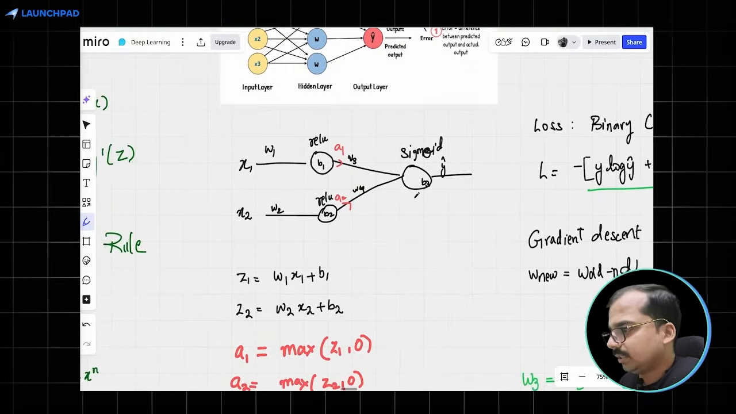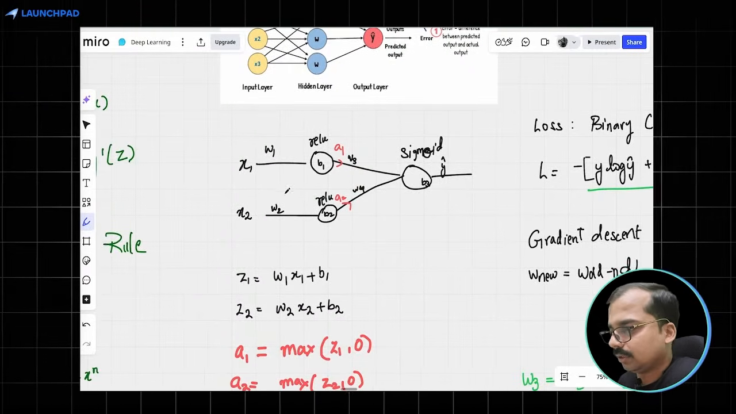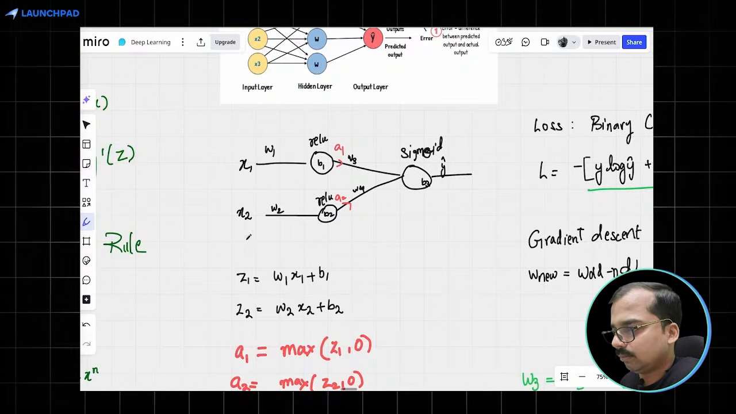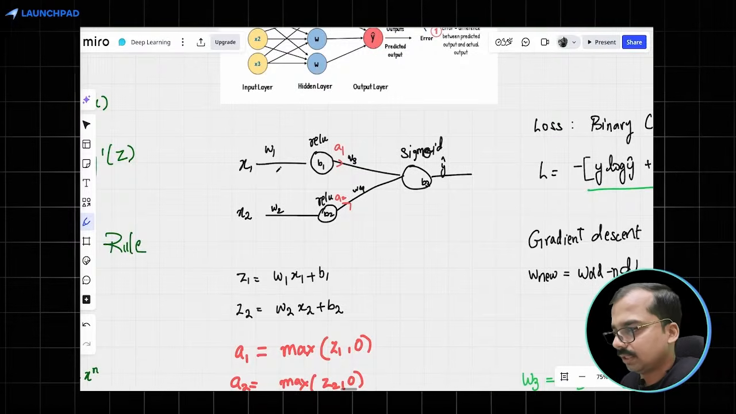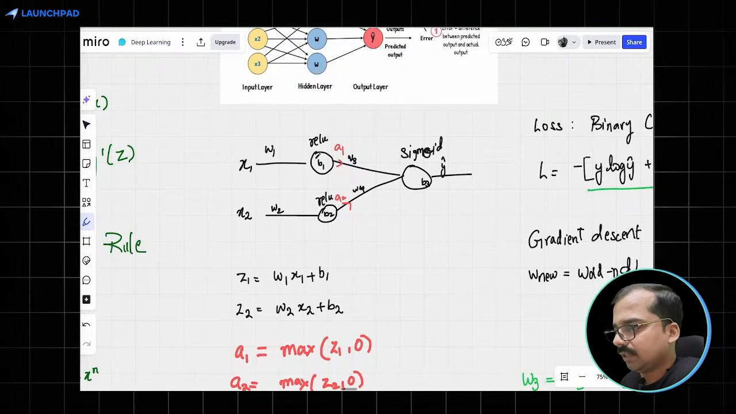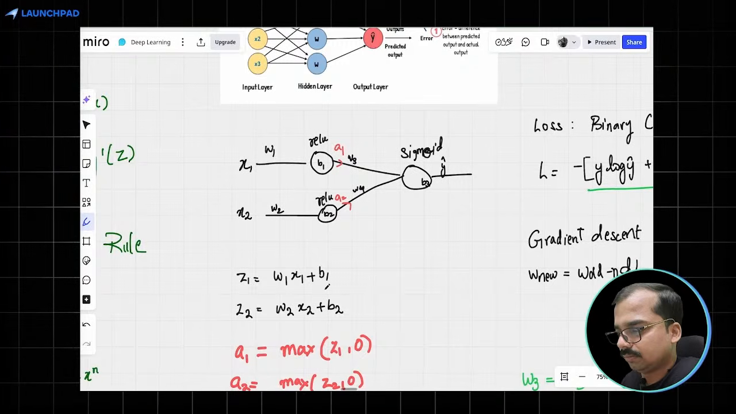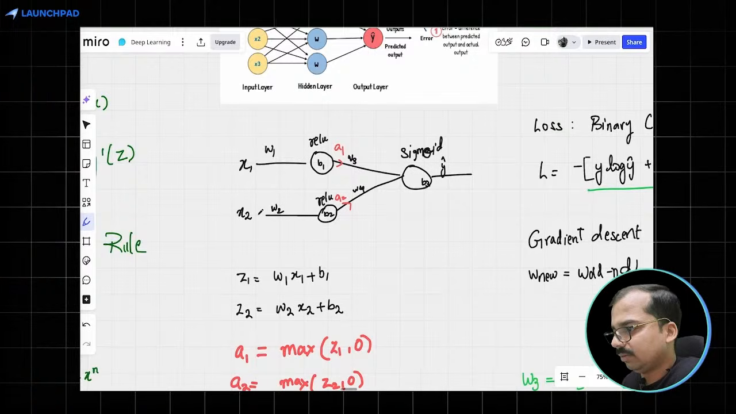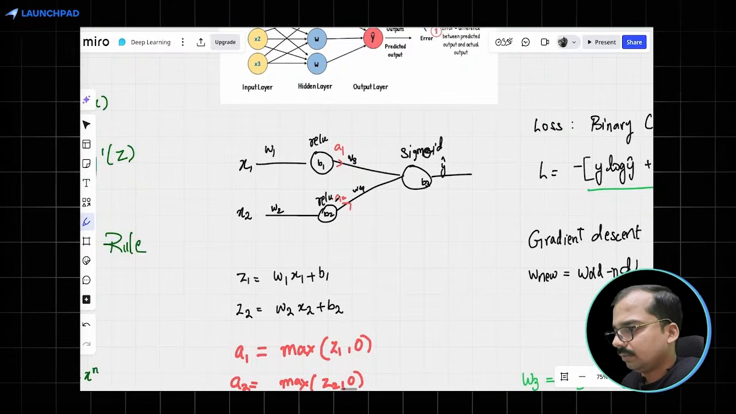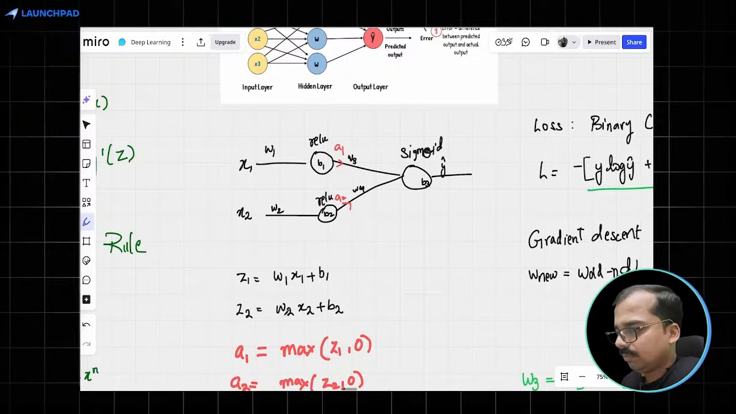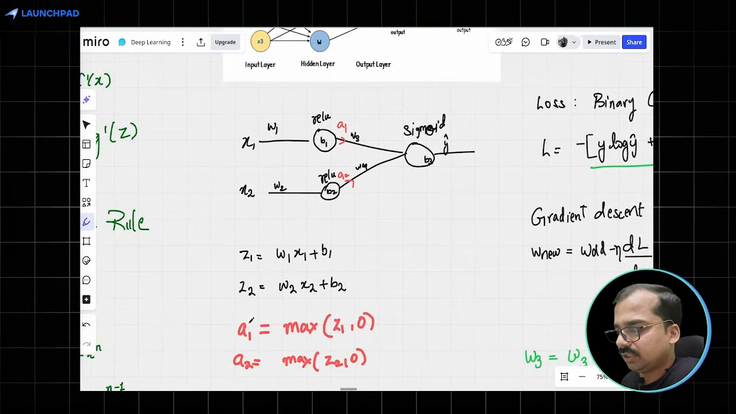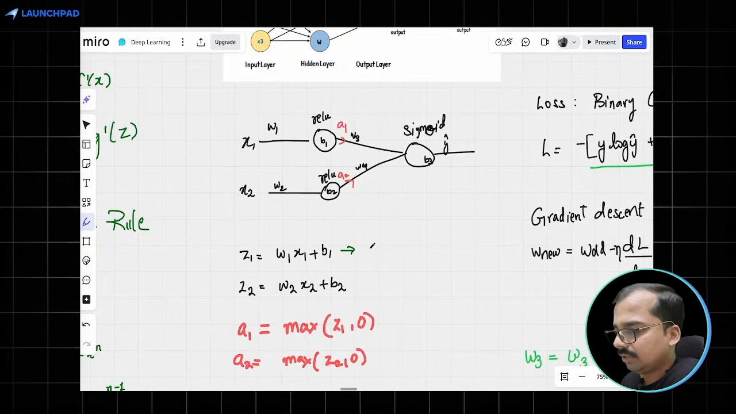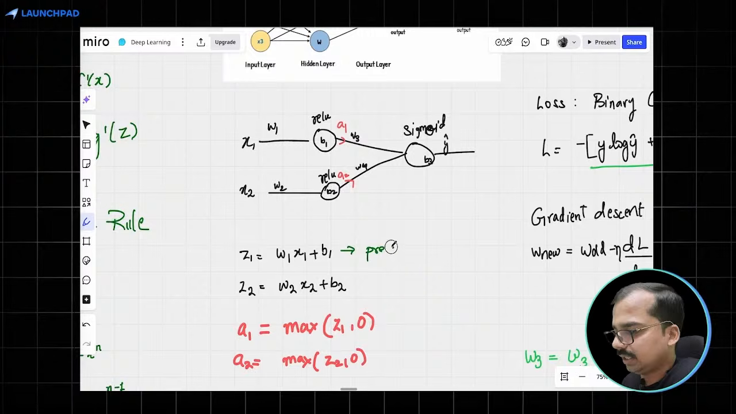So let me show you the forward pass equations. First we have to do the weighted sum, right? W1 x1 plus b1, that will give me my z1 value. Z2 will be W2 x2 plus b2. Okay, so that will be passed from here. After that, ReLU activation will be applied, right? So the ReLU activated value will be A1 equals, and these z values are also known as pre-activation values.